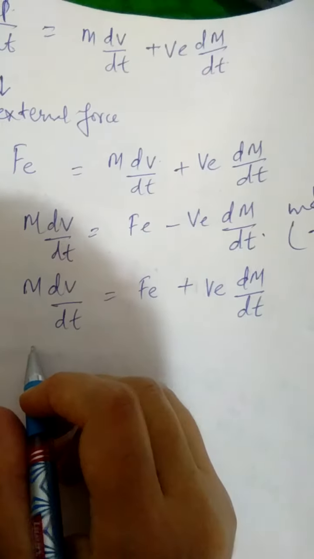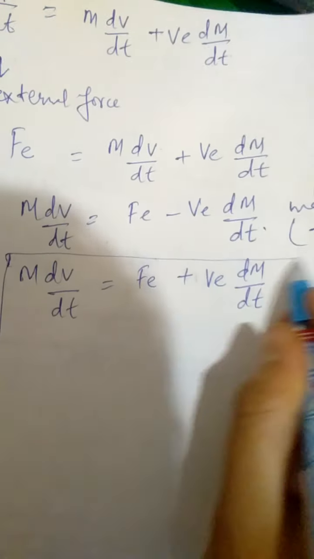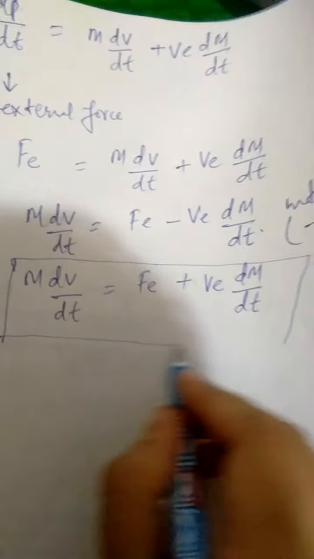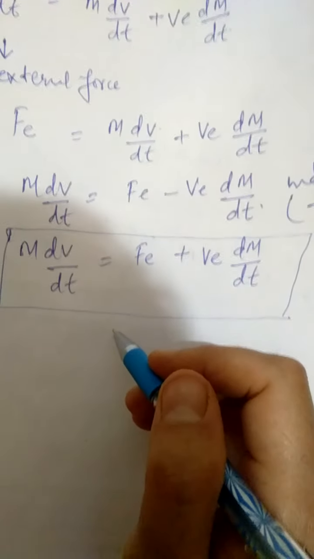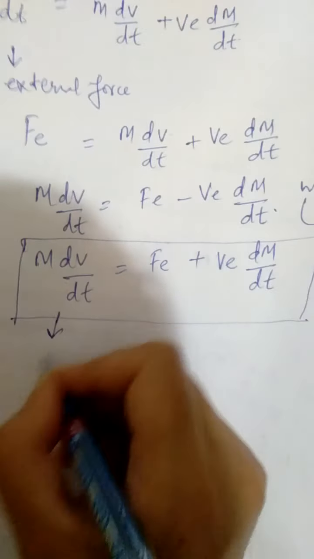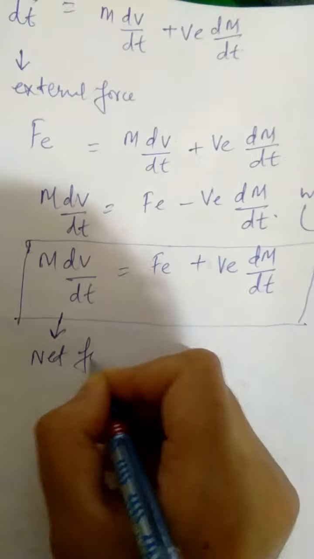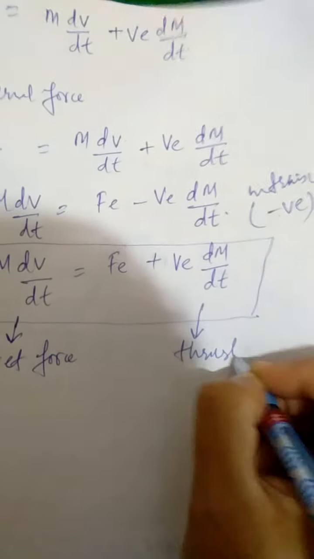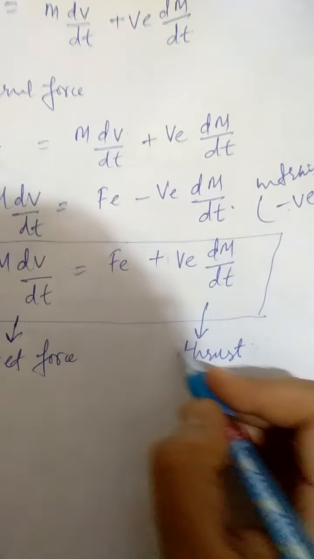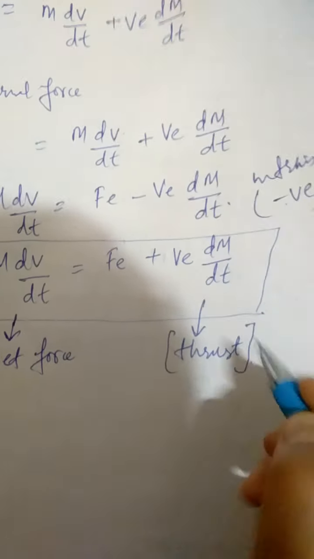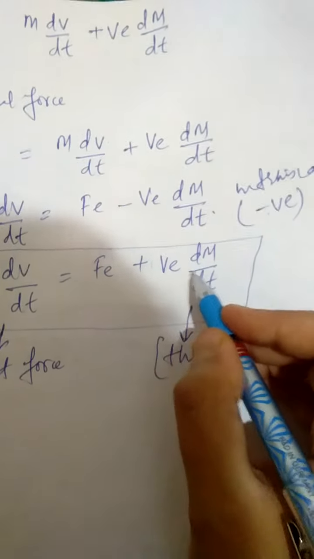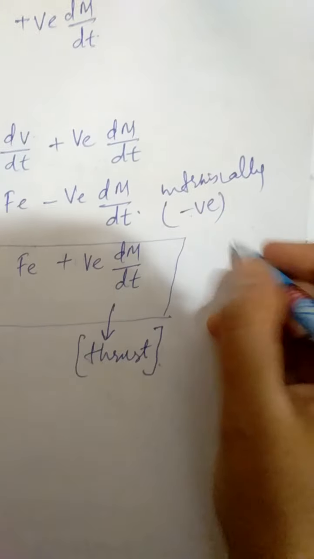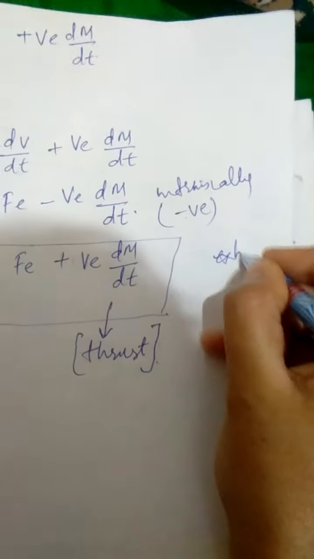Now, this is actually the final equation with respect to which you can describe the motion of the rocket at every stage. See, this is the net force acting on the rocket. This term, this factor, is called thrust. And why do we call it thrust? Because this is the force that is due to the exhaust gases.